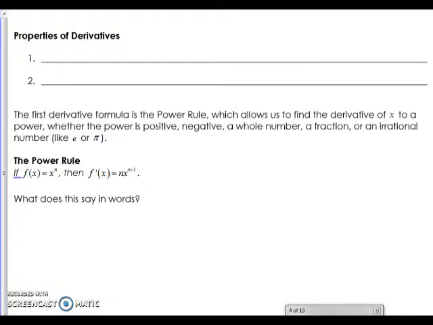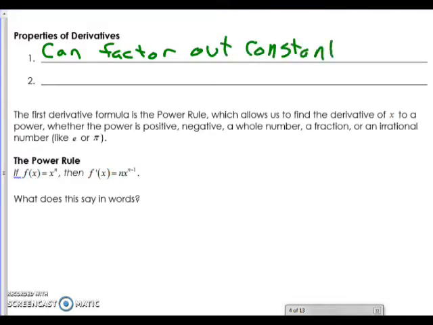Okay? So the properties of derivatives, we're going to go through and talk about this. You can factor things out, so you can factor out constants from a derivative. And you can also take derivatives term by term. Remember, terms of a polynomial are separated by plus or minus signs, and you can take a derivative term by term.